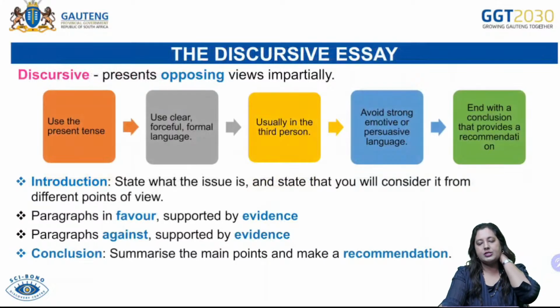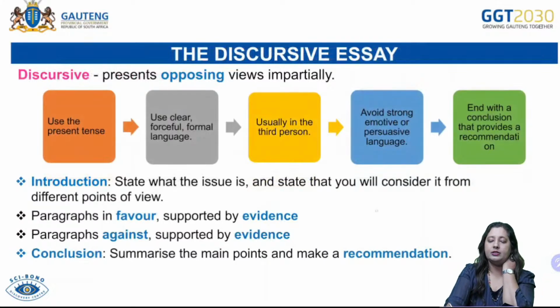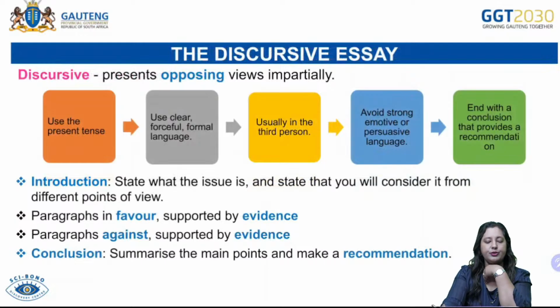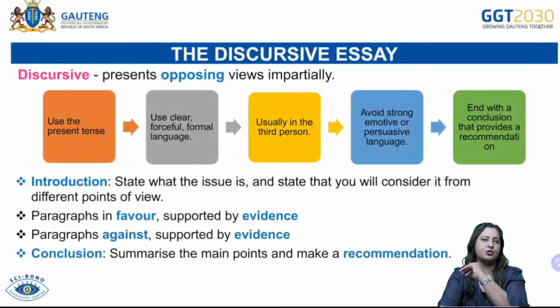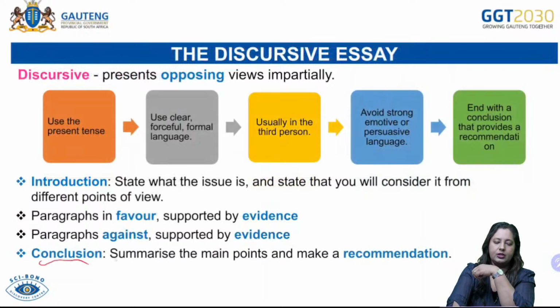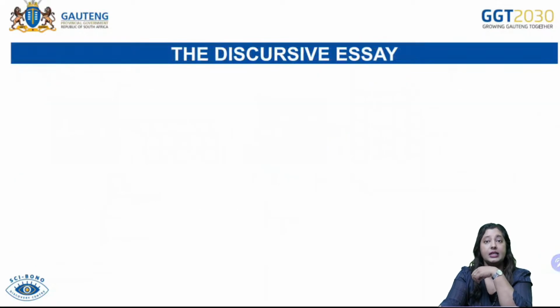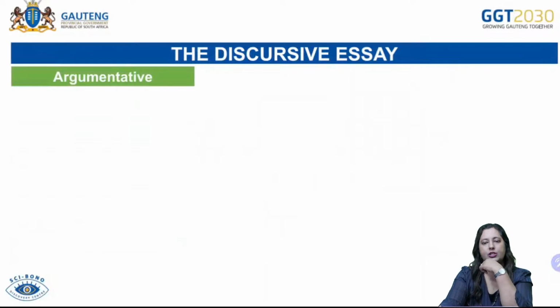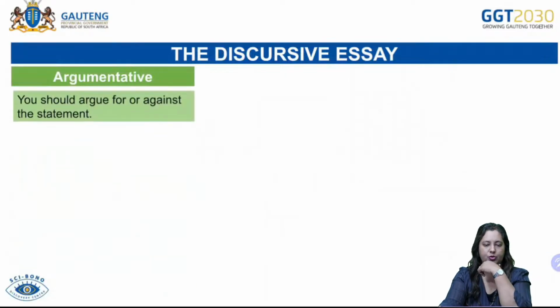All right, so your introduction, you state what the issue is and how you will consider it from different points of view. Then you have maybe two paragraphs that are elaborating on the favorable incidents or favorable evidence that you have included, and then the next two would be the arguments against that particular information and provide the evidence for that. And then finally, the conclusion will summarize the main points, and you would then give us a recommendation for why this particular idea is important to take note of or not.